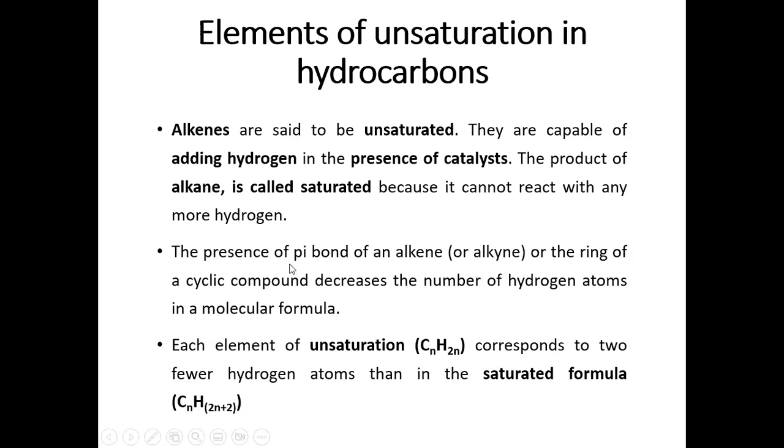So the presence of the pi bond of the alkene or the alkyne, or the ring of cyclic compounds, can decrease the number of hydrogen atoms in a molecular formula. Usually we write the formula of unsaturation as CnH2n, which corresponds to 2 fewer hydrogen atoms than the saturated formula, CnH2n+2.